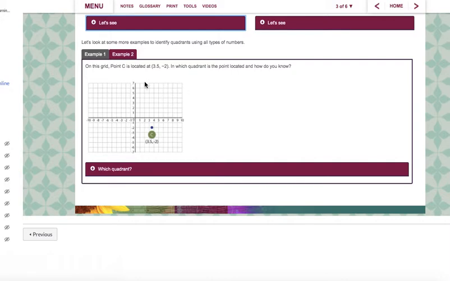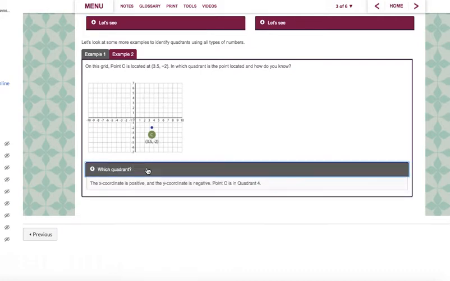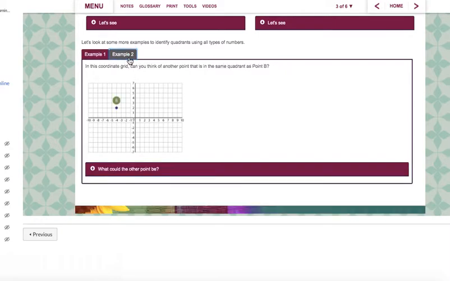So start at the top right, 1, 2, 3, 4. Remember I said I like to think of it as a C. So I start here, 1, 2, 3, 4. So yes, we are in Quadrant 4. Let's look at example 2.